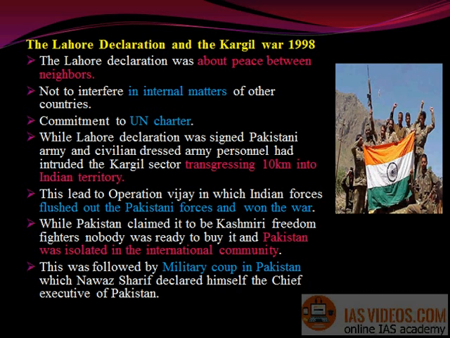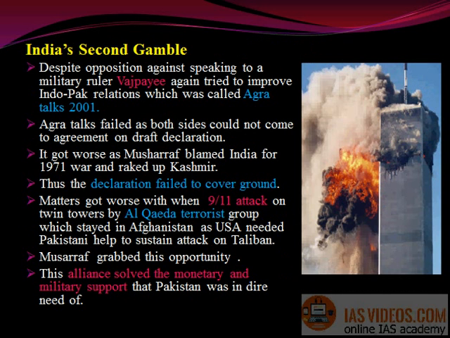This led to Operation Vijay, in which Indian forces flushed out the Pakistani forces and won the war. While Pakistan claimed it was Kashmiri freedom fighters, nobody was ready to buy it, and Pakistan was isolated in the international community. This was followed by a military coup in Pakistan, in which Musharraf declared himself the chief executive of Pakistan. India's second gamble: despite opposition to speaking to a military ruler, Vajpayee again tried to improve Indo-Pak relations, which was called the Agra Talks 2001.